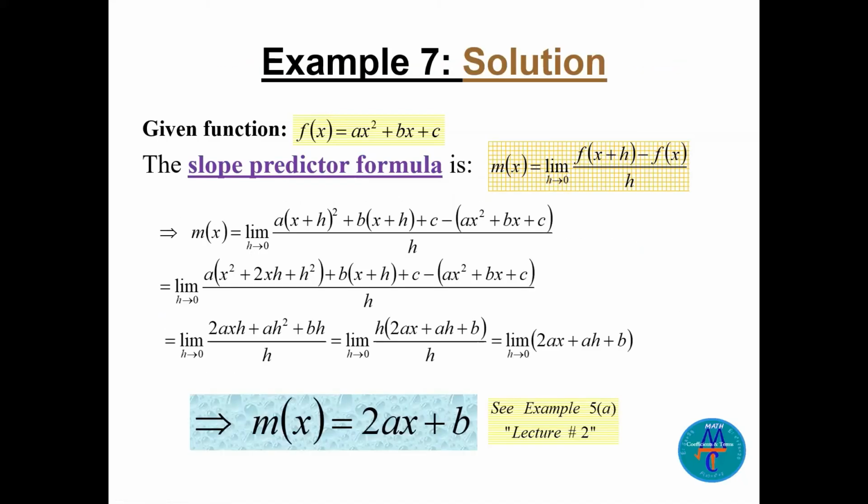Here, example 5a, to find the slope. 2ax, a is the coefficient of x squared, b is the coefficient of the x, and x is the value where we have the tangency point.